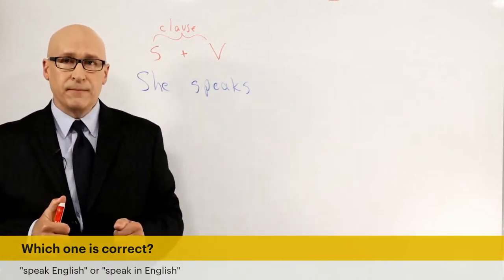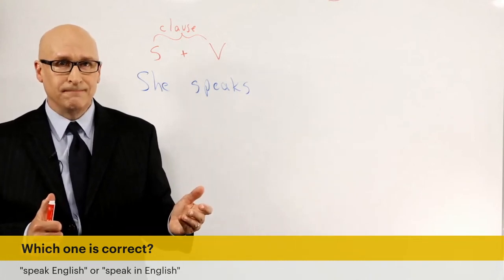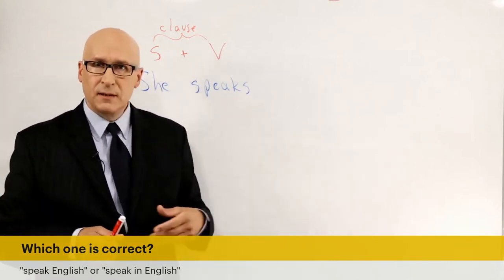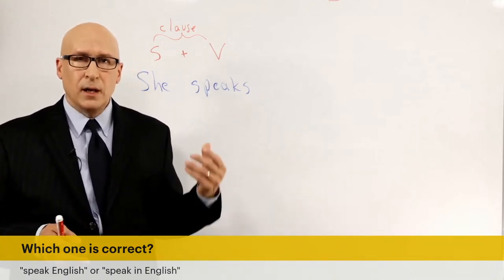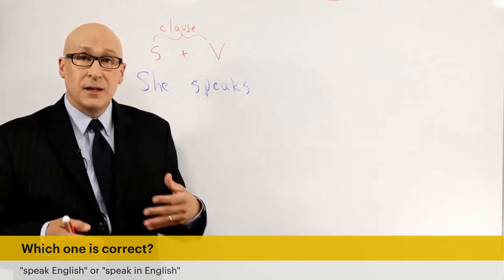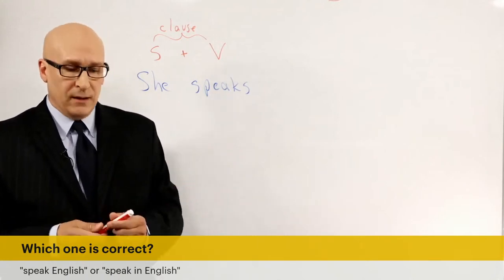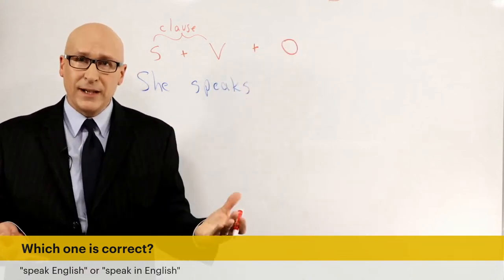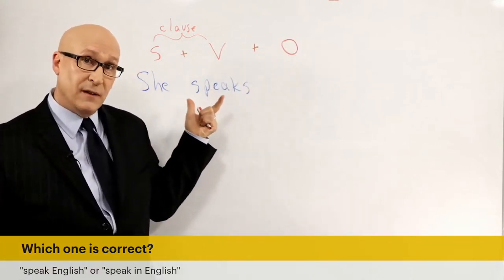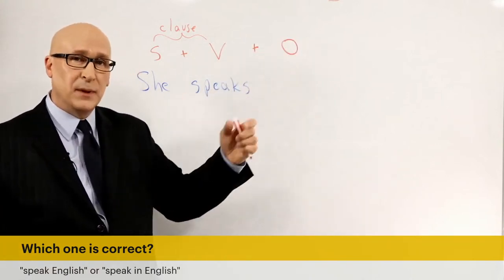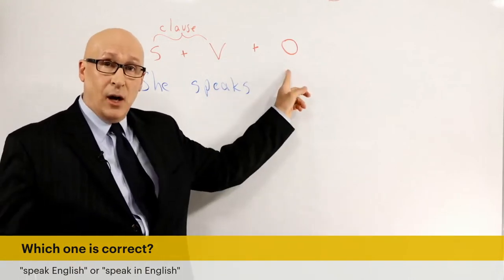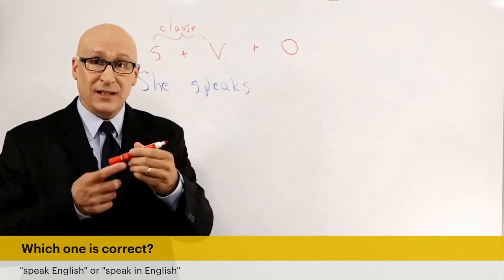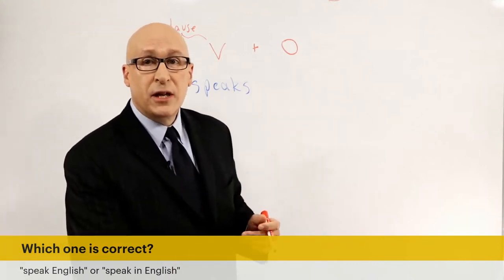Will they understand you? Probably not. It seems incomplete. She speaks, yeah, okay, great. She speaks what? She speaks something, right? So something is missing here. We need an object for this to be complete. It's already a subject and a verb. It's not a clause yet because it's not a complete idea. Objects are generally nouns, right? That's an object, a physical object. So they're generally nouns.